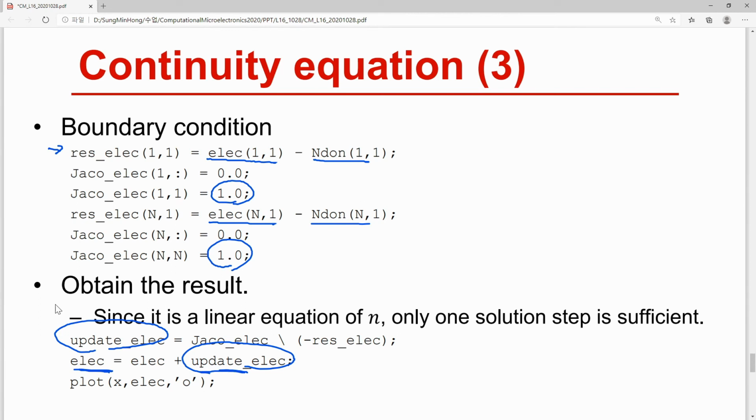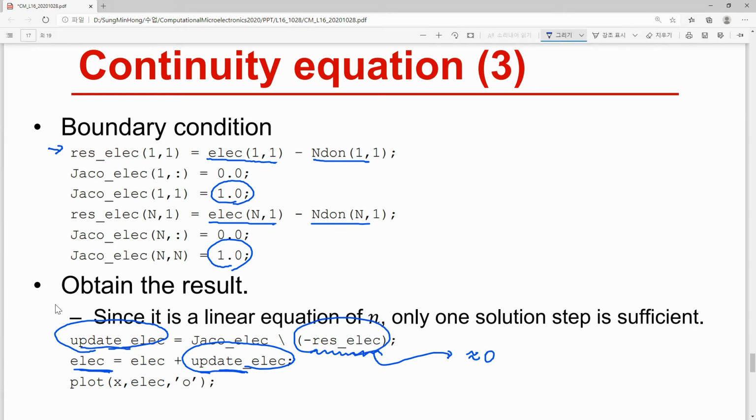However, if you are doing it correctly, then your residue_elect itself should be very close to 0. Why? Because you are starting from the real solution. Therefore, your residue_elect should be quite small. Since this one is so small, your update would also be small. So you will have almost identical electron density.